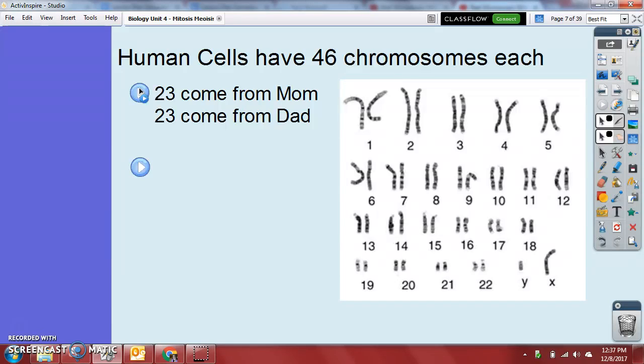What do you guys notice about the picture of these chromosomes? Anything? Okay, they all look different. What else? They're numbered. What else? One looks like a K. What else? They get smaller. Most of them have two. Okay, good. You guys are really good at this.